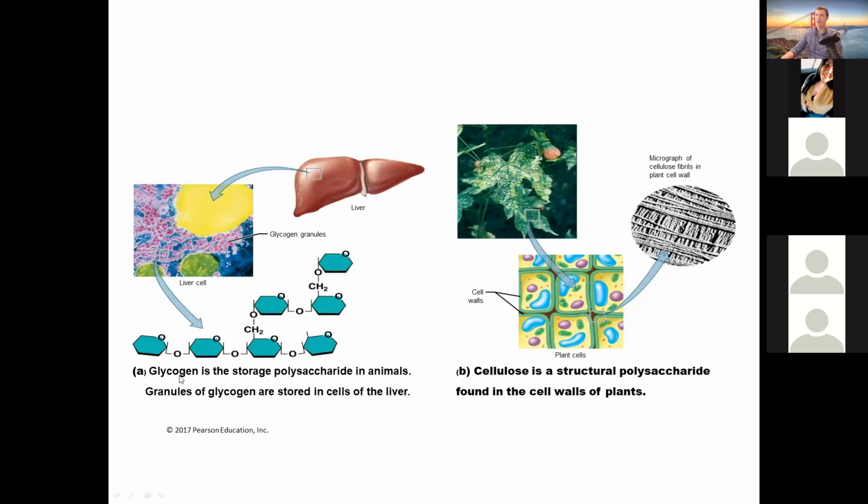Just to reiterate, glycogen is the storage polysaccharide in animals. Granules of glycogen are stored in cells of the liver. And cellulose is a structural polysaccharide found in the cell walls of plants. Here's a micrograph of cellulose fibrils in a plant cell wall. These are pretty interesting structures to look at.